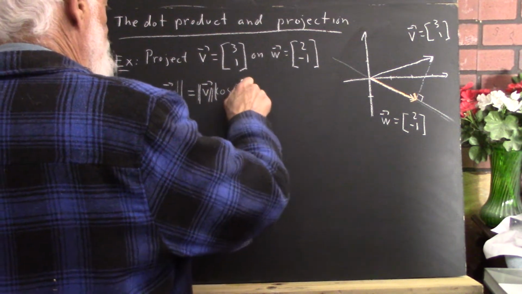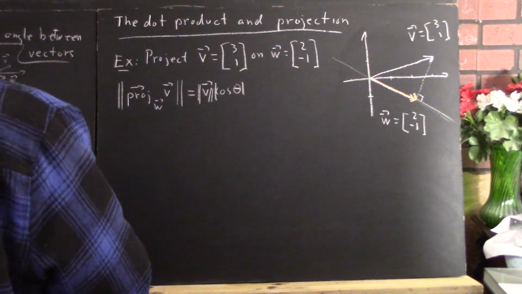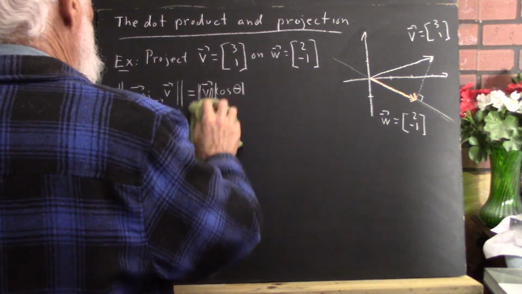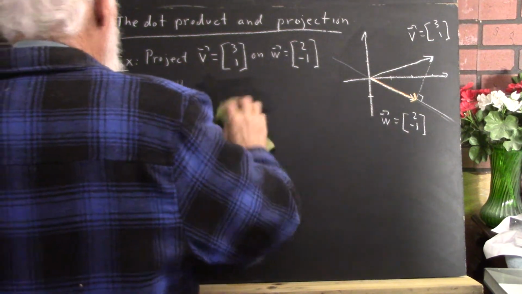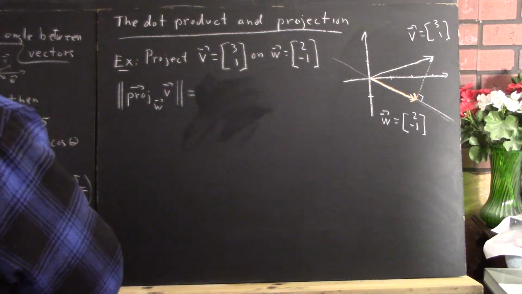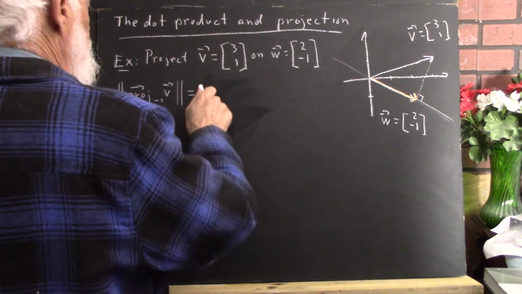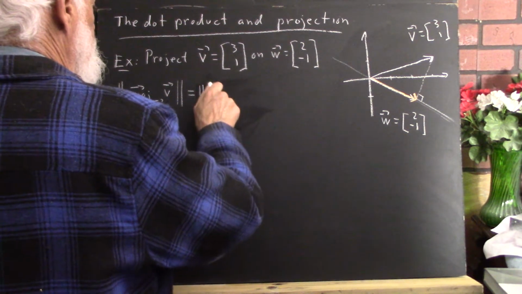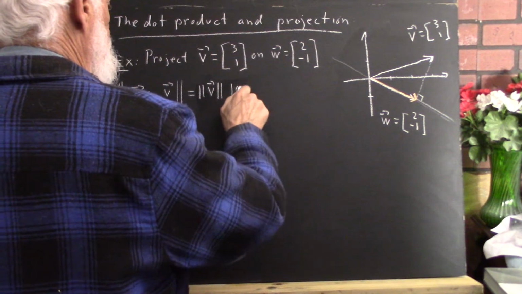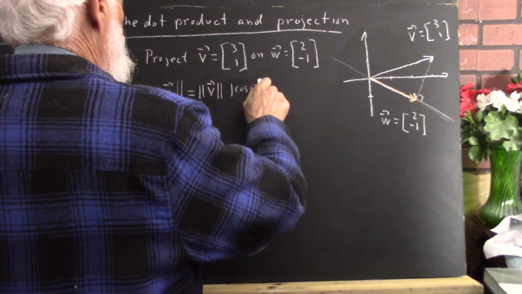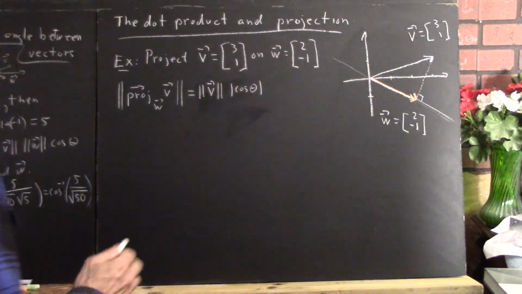times the absolute value of the cosine of theta. Now I wrote v cosine theta a little close, so let me rewrite this. Okay, it's the magnitude of v times the magnitude of cosine theta, as we've seen previously.